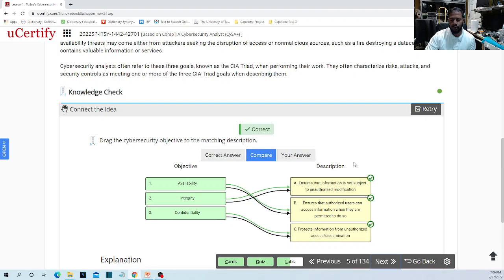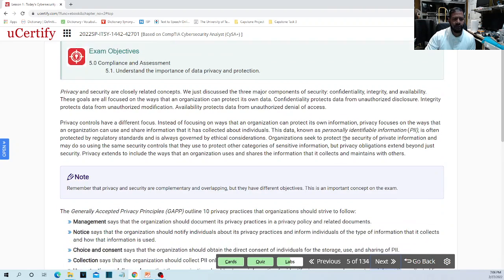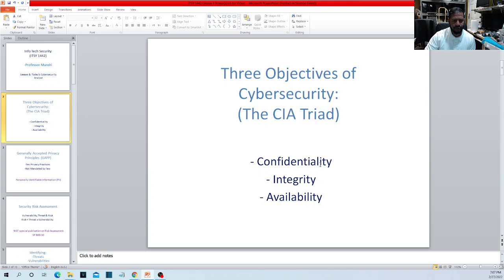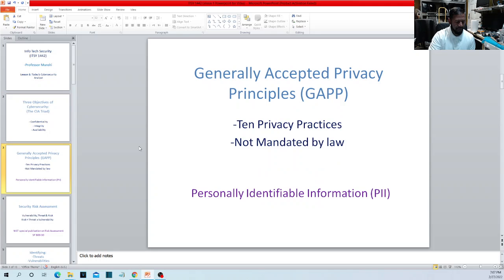Go next. The next point we are going to discuss is privacy. Let's go back to the PowerPoint. What we have in here is something called GAPP, generally accepted privacy principles. There are privacy principles to keep the data, digital assets, and information private. There is information that is very sensitive. It is secret information. It is critical information. Some information is called PII, personally identifiable information.